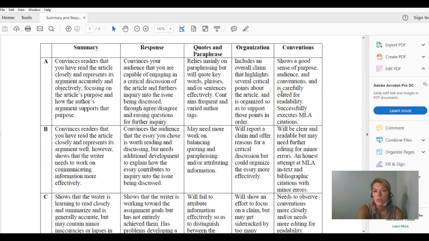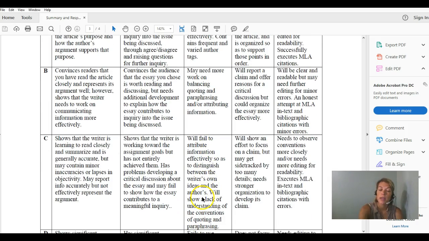And then the other thing that I was really having to take off a lot of points for was a lack of author tags. So some of you just weren't giving us enough author tags to be able to tell the difference between your ideas and the writer's ideas, or maybe you were agreeing with the writer a lot but not giving them credit, so it sounded like you were trying to take on their ideas as your own and that kind of thing.